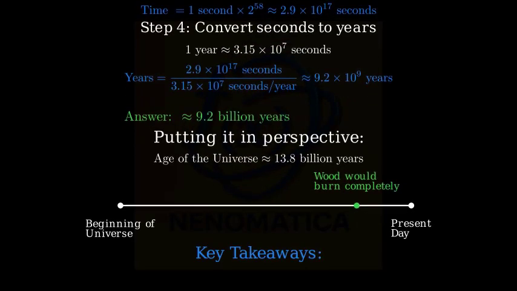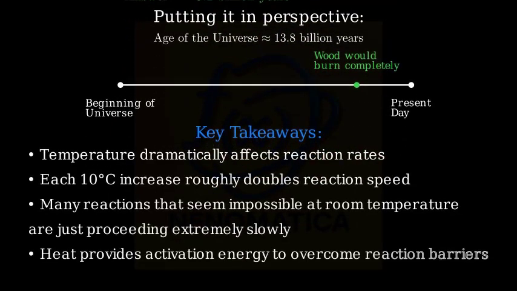So what have we learned? The rate of chemical reactions is heavily dependent on temperature. Though wood combustion is spontaneous at room temperature in theory, the reaction proceeds so slowly that it's practically unnoticeable. This is why we need to add heat to start a fire. We're accelerating a natural process that would otherwise take billions of years.